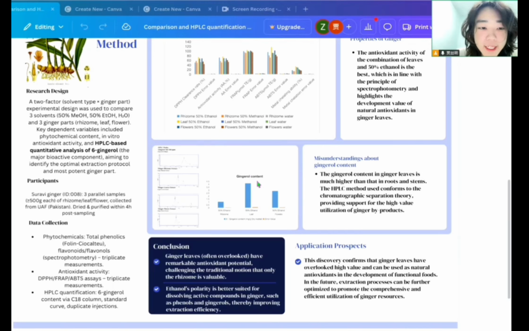This finding paves the way for high-value use of ginger's byproducts, such as developing nutraceuticals or food additives, linking lab results to real-world application. In summary, this result redefines ginger's potential, bridging analytical chemistry theory with resource optimization.